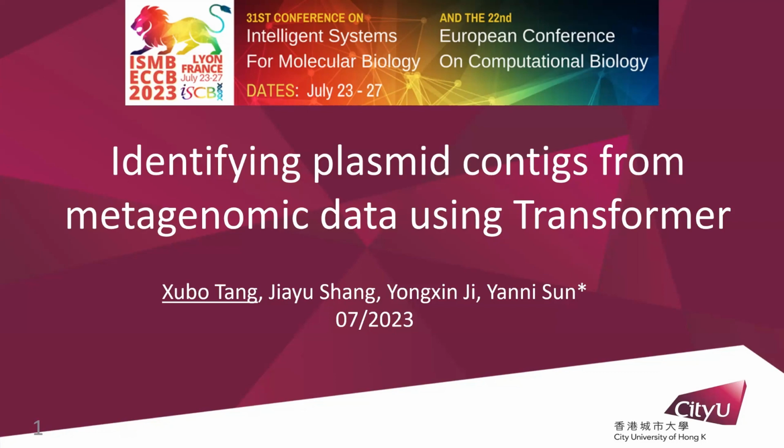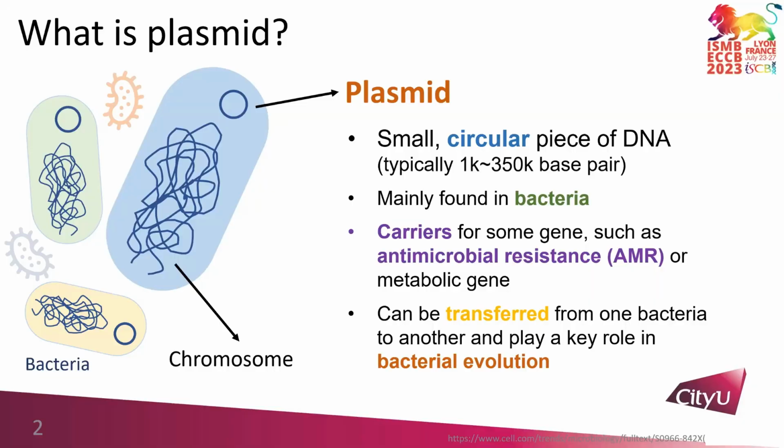The topic of our work is identifying plasmid contigs from metagenomic data using transformers. So what is a plasmid? A plasmid is a small and circular piece of DNA mainly found in bacteria. Plasmids are also carriers for some accessory genes, such as antimicrobial resistance genes or some metabolic genes. A plasmid can be transferred from one bacterium to other bacteria, and it plays a key role in bacterial evolution.